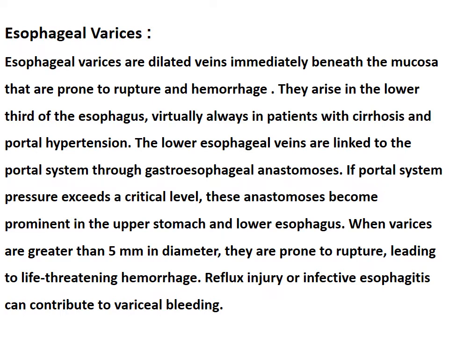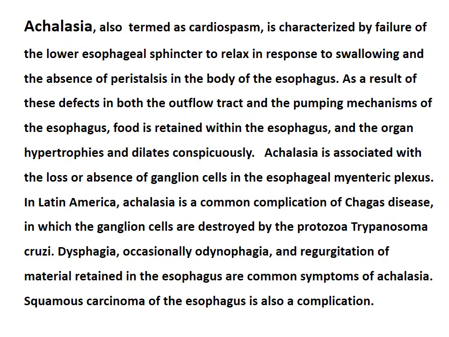The lower esophageal veins are linked to the portal system through gastroesophageal anastomosis. If the portal system pressure exceeds a critical level, this anastomosis becomes prominent in the upper stomach and lower esophagus. When the varices are greater than 5 millimeters in diameter, they are prone to rupture, and this is a very serious condition, which may cause life-threatening hemorrhage. Reflux injury or infective esophagitis can contribute to variceal bleeding. This is very important in patients who suffer from liver cirrhosis or those who have portal hypertension due to any other cause.